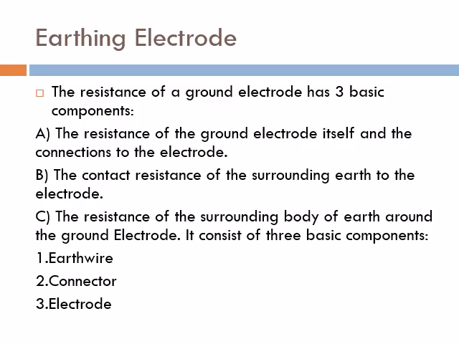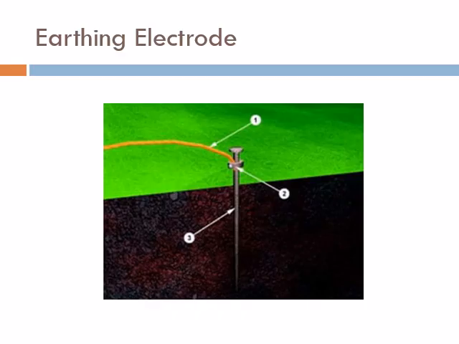The resistance of the ground electrode has three basic components: the resistance of the ground electrode itself and the connection to the electrode, then the contact resistance of the surrounding earth to the electrode, then the resistance of the surrounding body of earth around the ground electrode. So it consists of three basic components: the earth wire, the connector and the electrode.